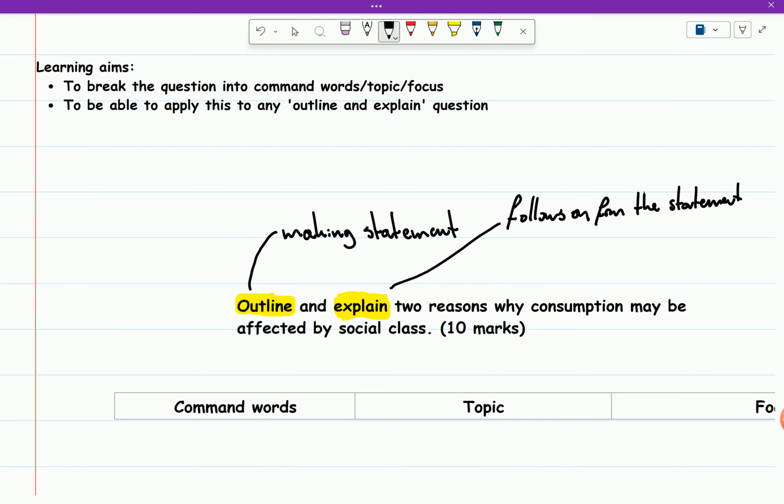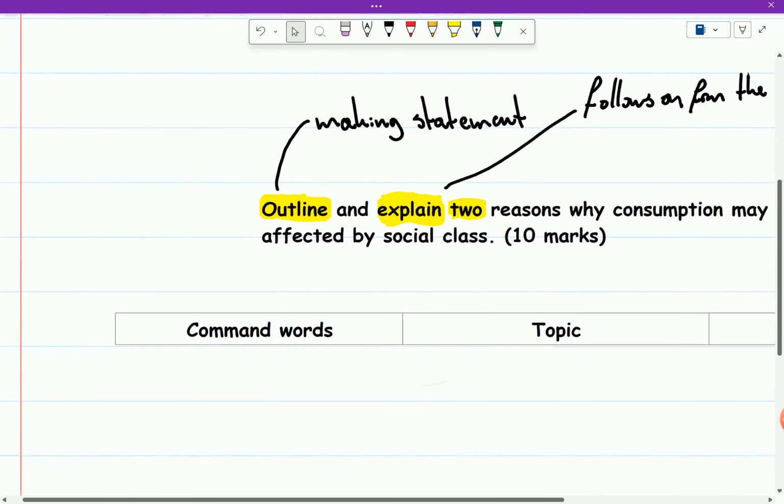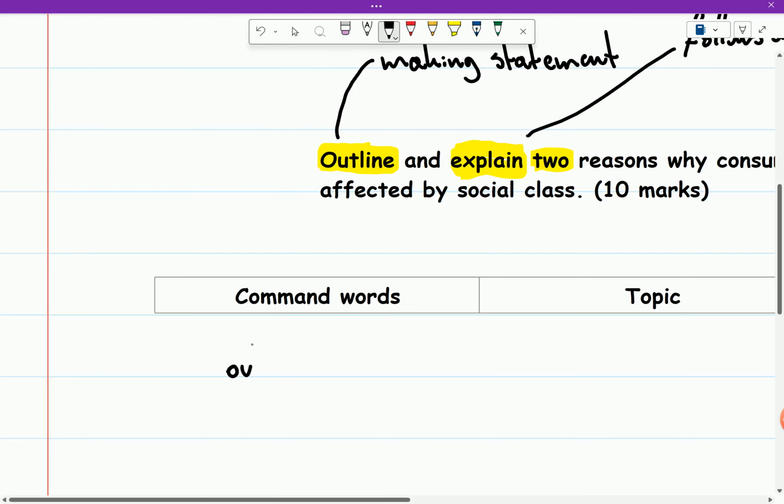So you might say, for example, you might want to talk about conspicuous consumption. You could make that a statement. You could outline that point straight away in your first sentence. So, for example, you can see the question is asking here, outline and explain 2 reasons why consumption may be affected by social class. You could say one reason why consumption may be affected by social class is through the point you want to make. You would then explain your point. Obviously, you have to do it twice because, as you can see here, 2 points. So let's put these down here. So outline and explain.